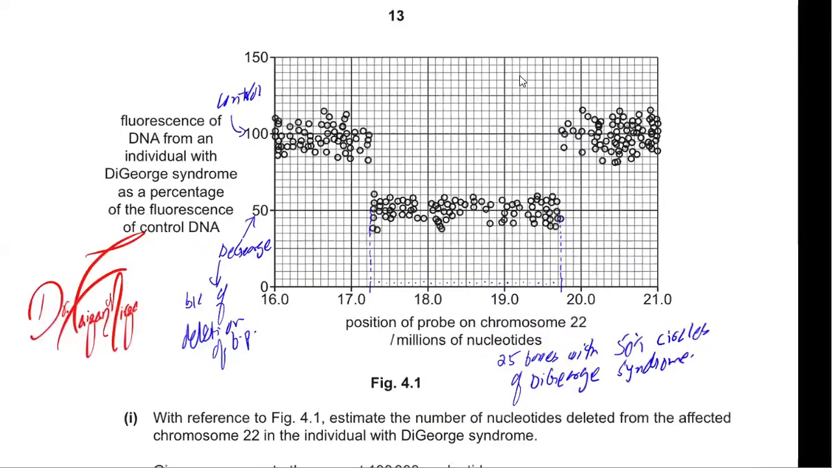This is the graph shown. These are the relative positions, in millions of nucleotides on chromosome number 22. And this is 100%, this is 50%. Every circle represents a probe and its relative position. All the 100% ones are common to both the control and DiGeorge syndrome. Both individuals show this. Whereas these lower fluorescence ones have been deleted in the individual suffering from DiGeorge syndrome. That's why the fluorescence is not the same as the control DNA.